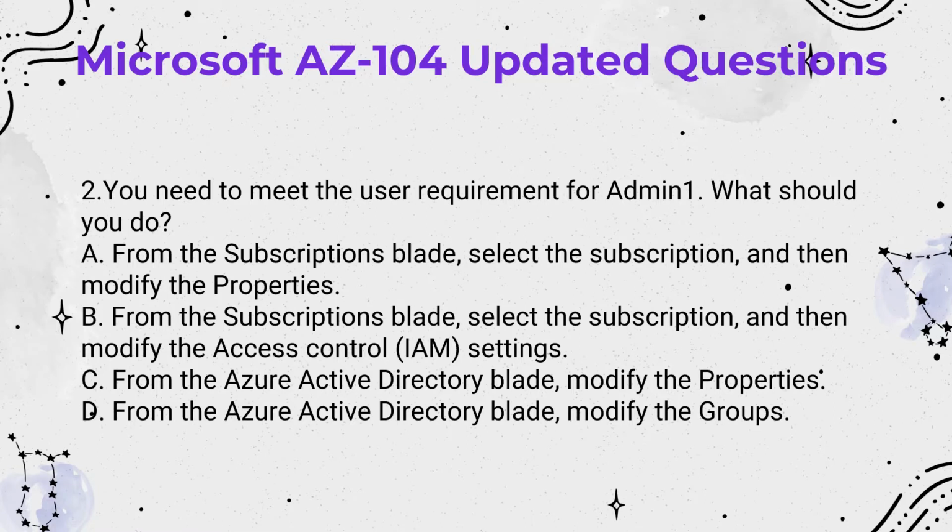2. You need to meet the user requirement for Admin 1. What should you do? A. From the Subscriptions blade, select the subscription, and then modify the properties. B. From the Subscriptions blade, select the subscription, and then modify the access control (IAM) settings. C. From the Azure Active Directory blade, modify the properties. D. From the Azure Active Directory blade, modify the groups.